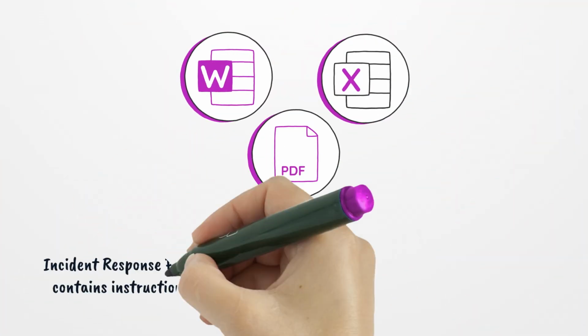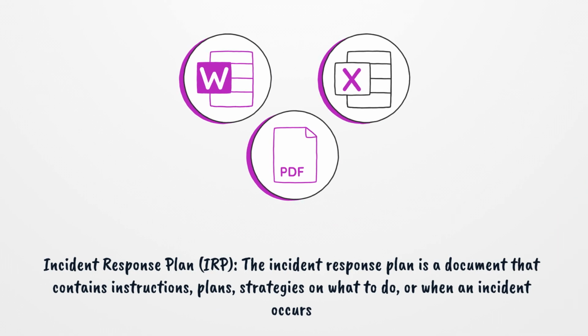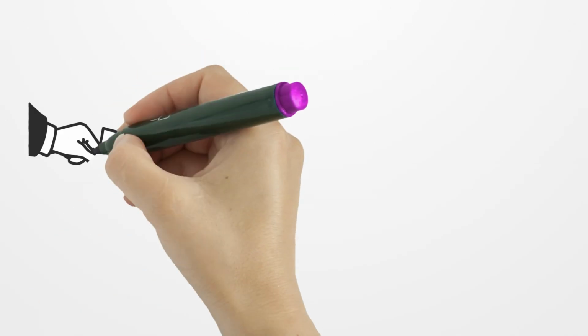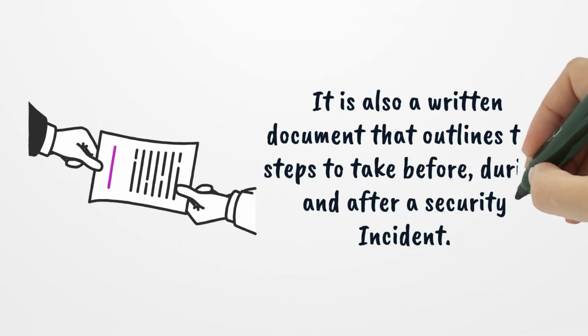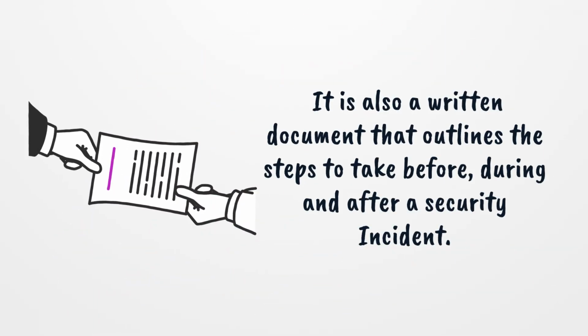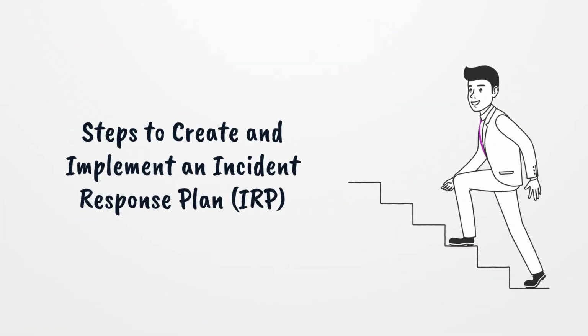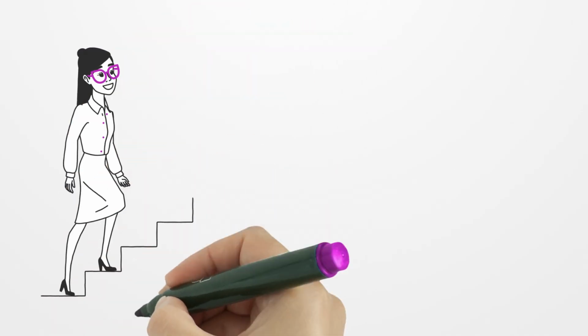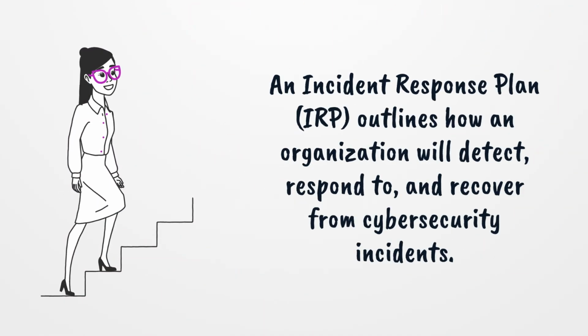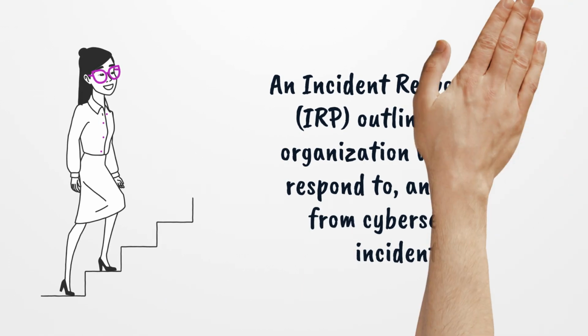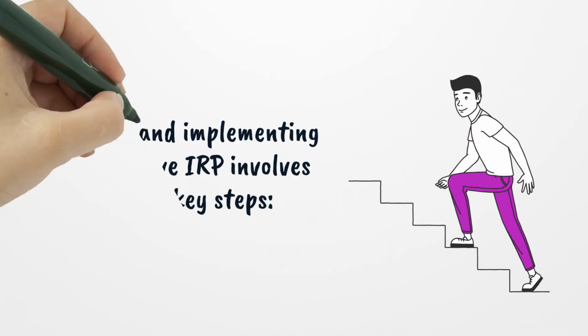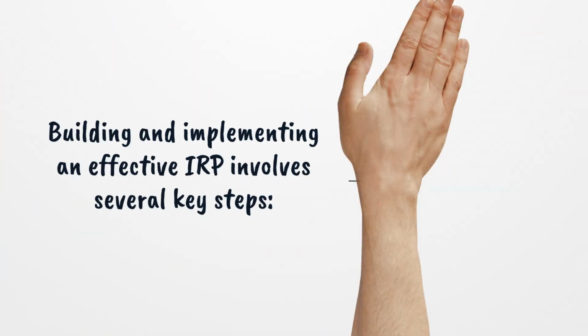Incident Response Plan, IRP. The Incident Response Plan is a document that contains instructions, plans, and strategies on what to do when an incident occurs. It is also a written document that outlines the steps to take before, during and after a security incident. Steps to create and implement an Incident Response Plan, IRP. An IRP outlines how an organization will detect, respond to, and recover from cybersecurity incidents. Building and implementing an effective IRP involves several key steps.